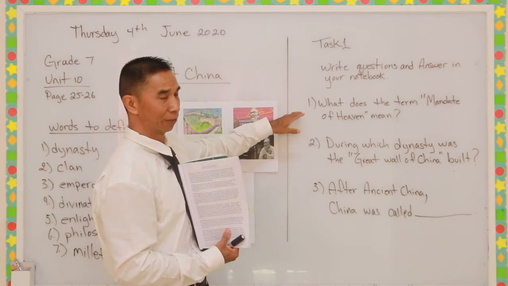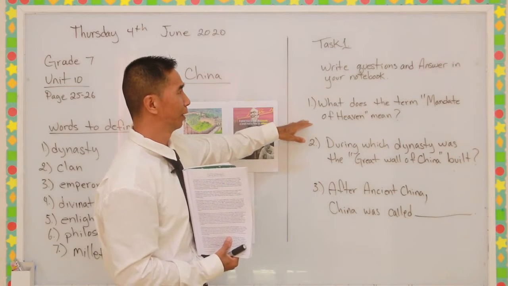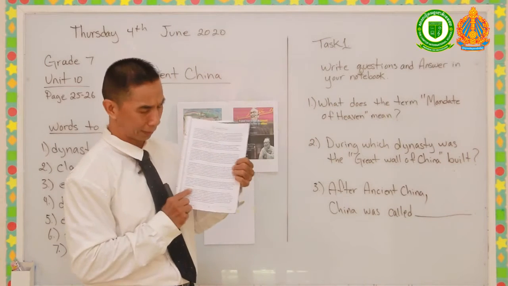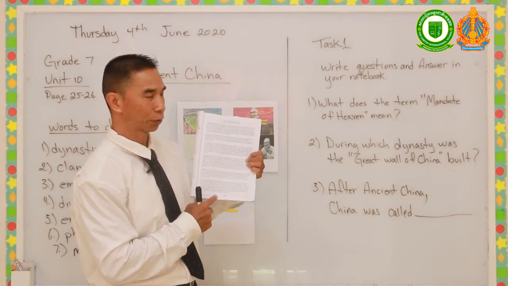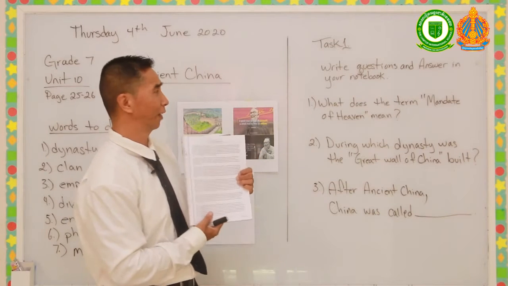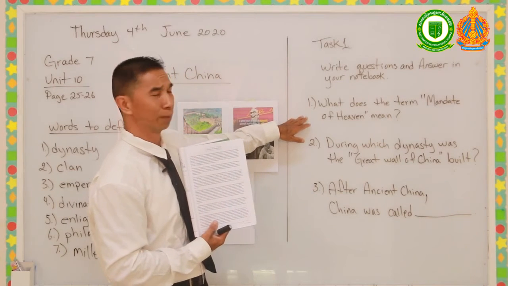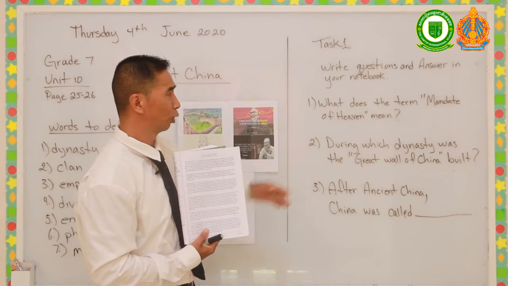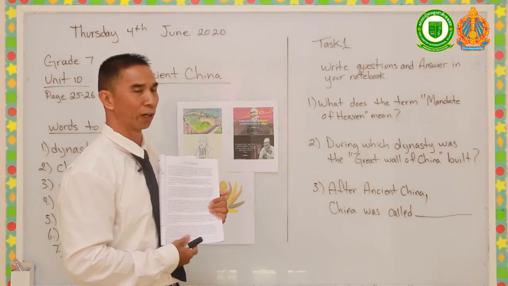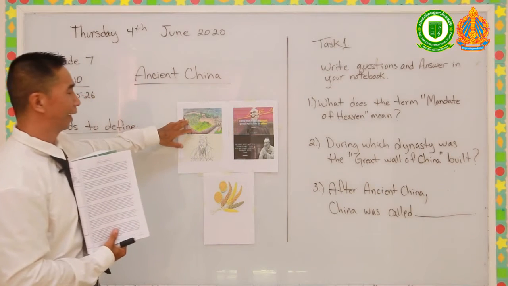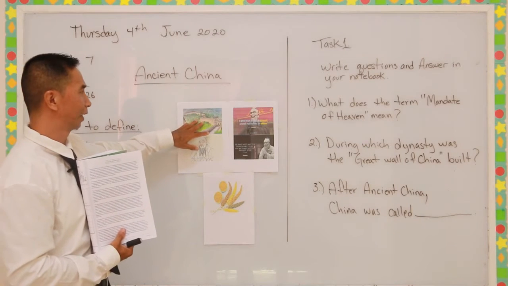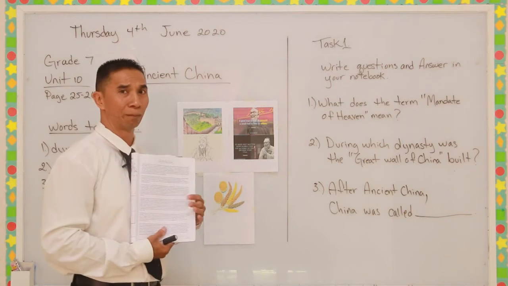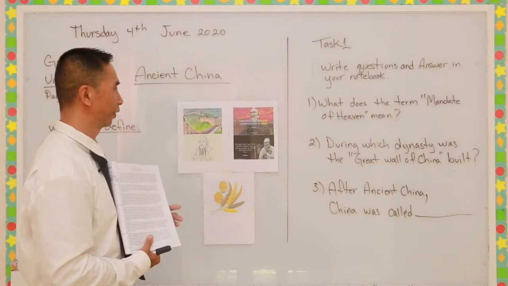The first question is, what does the term mandate of heaven mean? Mandate of heaven is in your text at the bottom of page 25. Read the last paragraph and we'll explain some of what mandate of heaven means. The second question, during which dynasty was the Great Wall of China built? As you can see here, I have a picture of the Great Wall of China and a few words. I will upload these pictures to our Telegram post so you will have a better view of it.